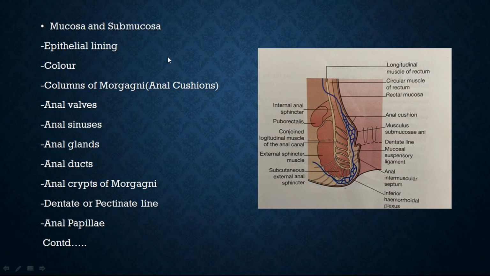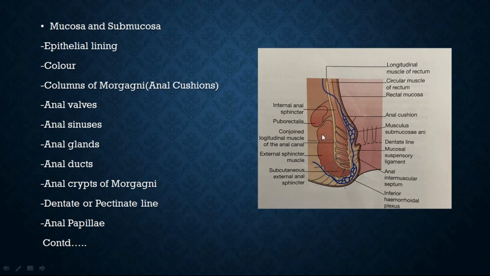If you see the epithelial lining above the dentate line, it is usually simple columnar epithelium, and it is a continuation of the columnar epithelium of the rectum. The rectal mucosa is lined by columnar epithelium, so that continuation of the columnar epithelium passes to the upper anal canal. That is the epithelial lining.